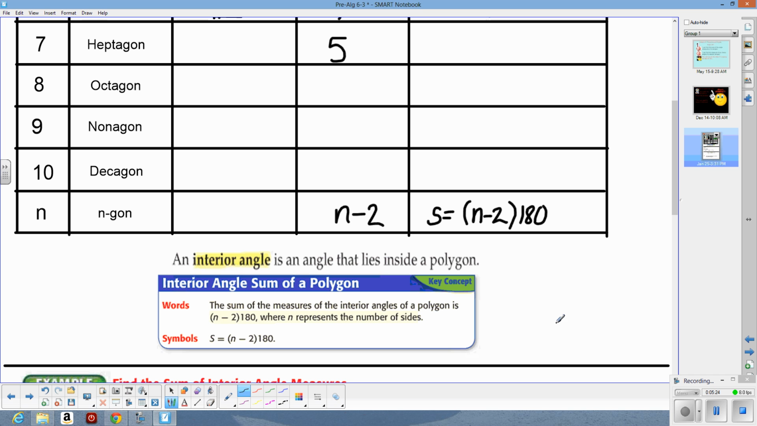Just a quick vocab word. An interior angle is an angle that lies inside a polygon. So that's what we were finding, the sum of the interior angles. And that formula is also in this box. The sum of the measures of the interior angles of a polygon is n minus 2 times 180, where n represents the number of sides.